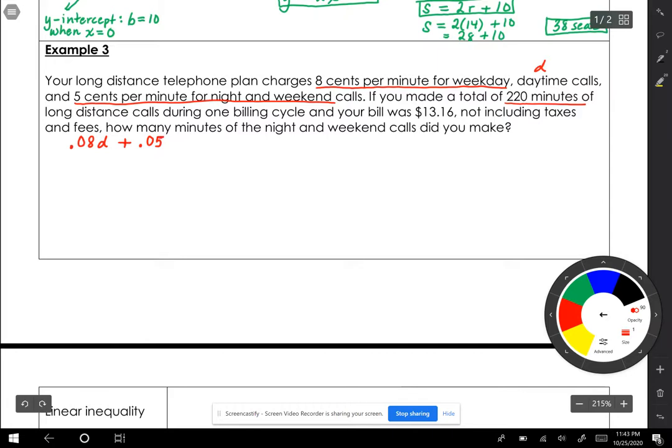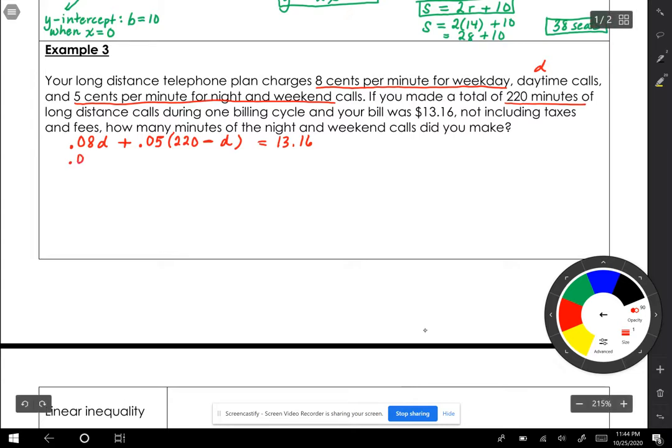Here's the hard part. We can't use two variables; we're not supposed to do that yet. So how can we use the same variable D in this problem? We also know that the total is $13.16. Well, if you know there's 220 total minutes, you have to subtract the number of daytime minutes from 220 to get the number of nighttime minutes. And that's all we do. So 220 minus D represents the nights and weekend minutes, and D just represents the daytime. Now you have the equation, you can solve it.